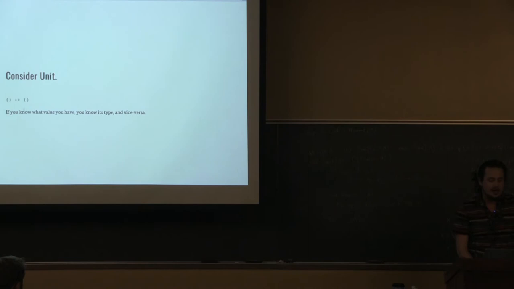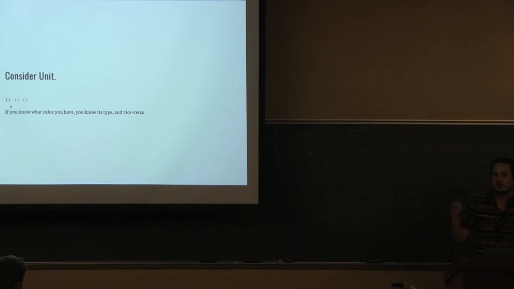We have type unit, and we have value unit. There's only a single value in type unit, which means if we know the value, we know the type, and if we know the type, we know what value it must have. That sounds like a bijection between the values and the types, right? So that's kind of cool. In this very limited case, we can move information from the value level to the type system and back.